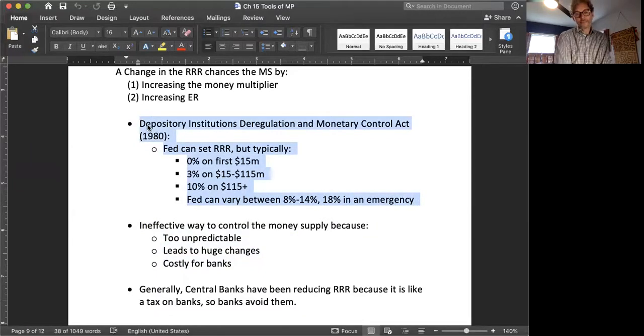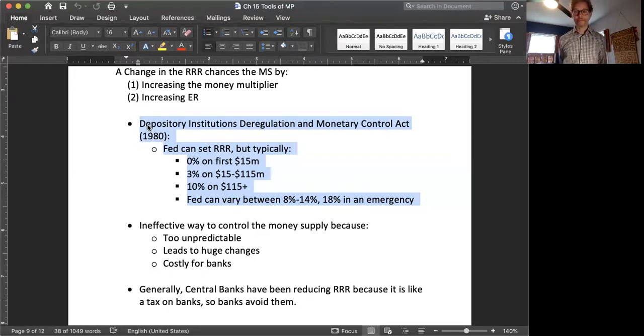The Fed can set the required reserve ratio, but typically in the US, banks pay 0% required reserves on their first $15 million in deposits. Then they pay 3% between 15 and 115. Then they pay 10% on anything over 115 million. So in practice, most banks have much, much more than $115 million in deposits. So most banks are basically paying 10%.